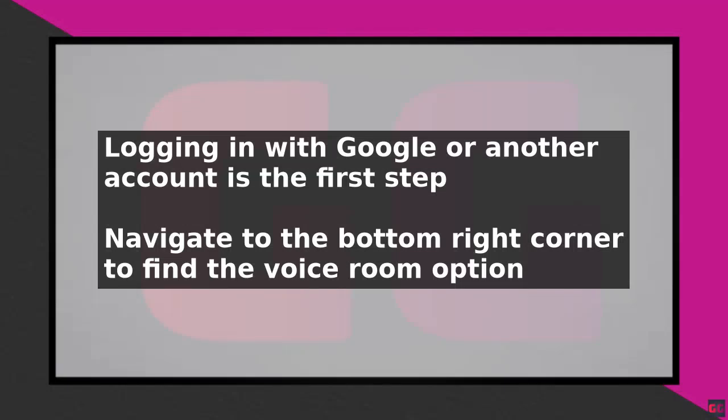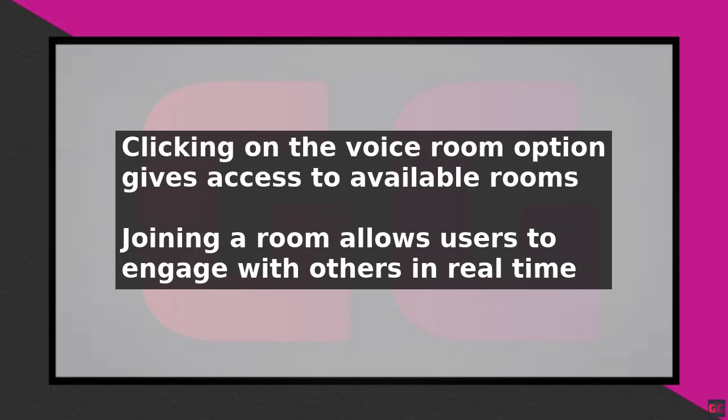To open a voice room in the HelloTalk app, start by logging in with either a Google account or another account. Once logged in, navigate to the bottom right corner of the app, where you will find the voice room option, and click on it. This will give you access to a list of available voice rooms to join.